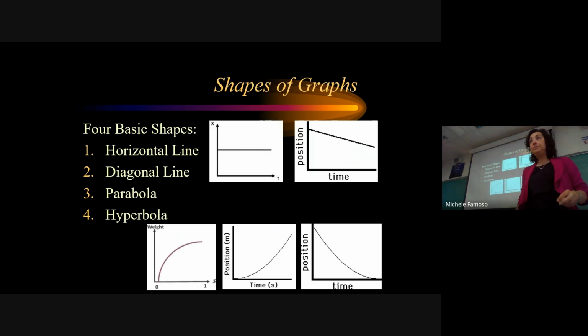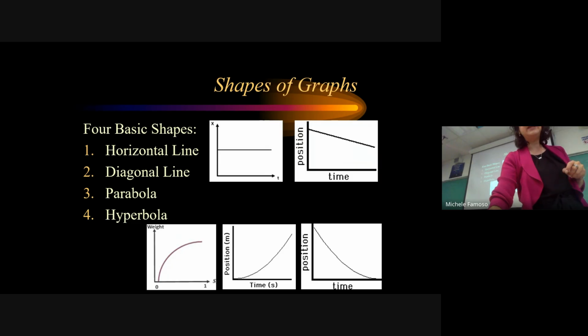Okay, good with that? That tackles the first objective. You need to be able to identify those four shapes for me. Or if I give you the one, you can say, oh, that's a horizontal line. Or Miss Famoso, that's a parabola. Or this is a hyperbola. That kind of thing. All right, now let's go to the relationships.